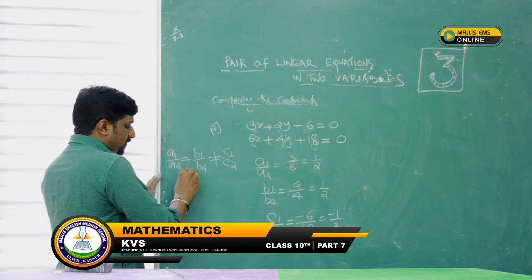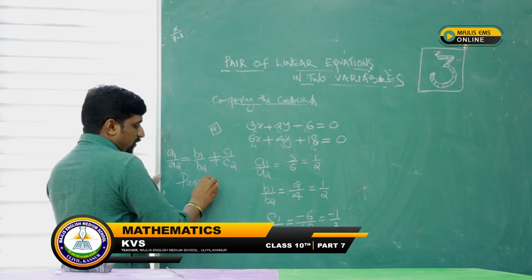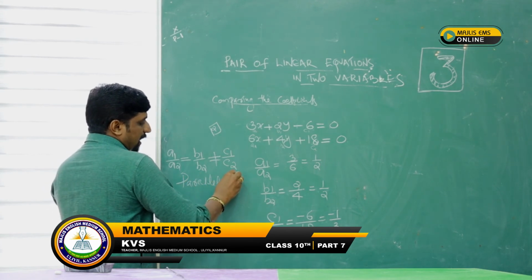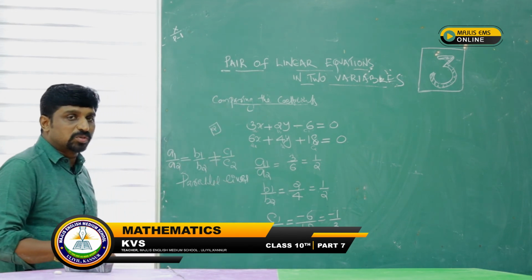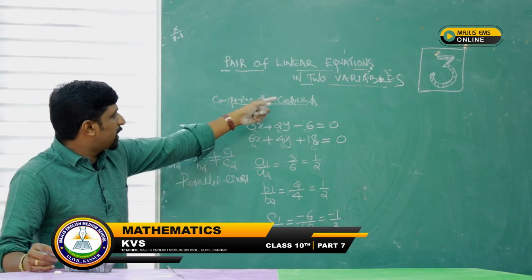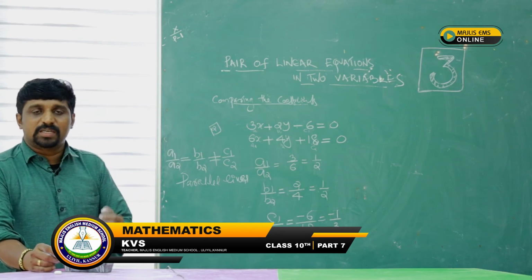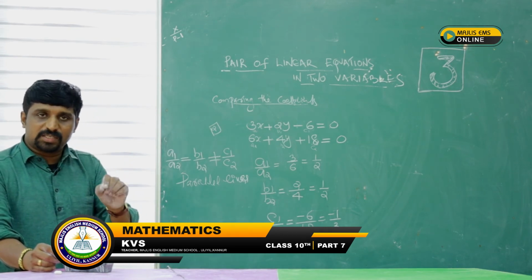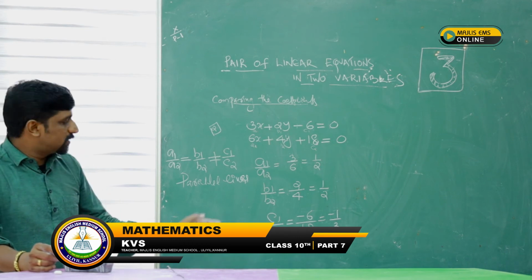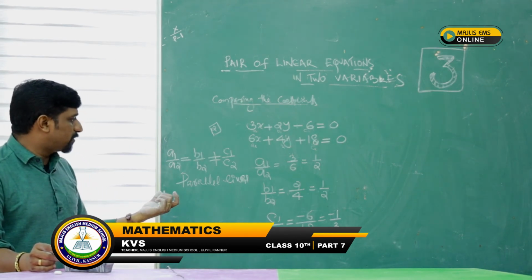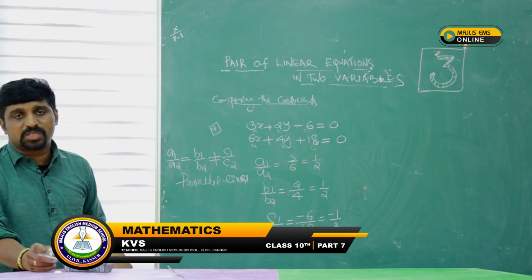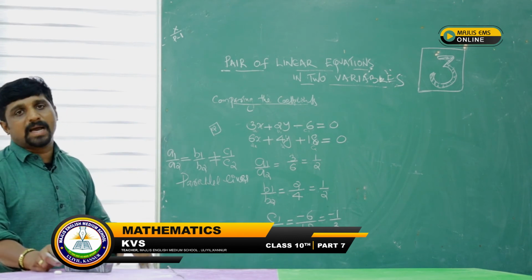After drawing the graph of these two, we always get parallel lines. This is the second case. Without drawing the graph, comparing the coefficients, we can conclude whether it is intersecting, parallel or coincident. This is the condition for parallel lines: a1 by a2 equal to b1 by b2 not equal to c1 by c2.